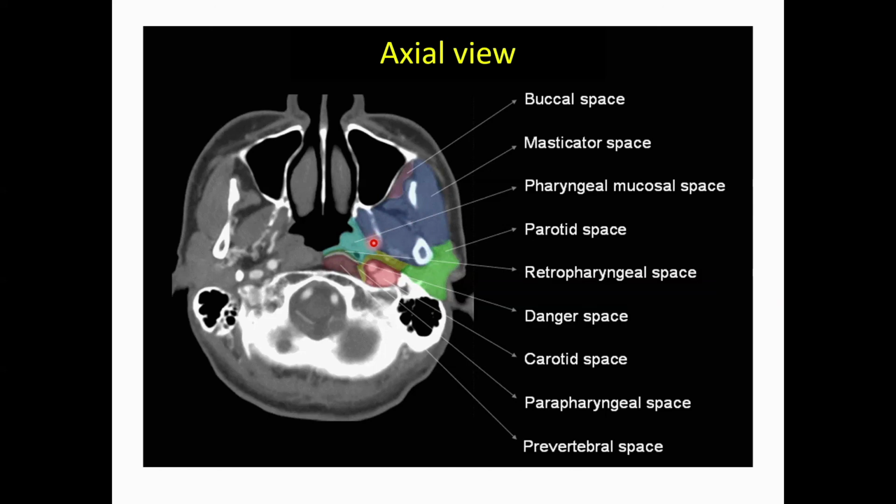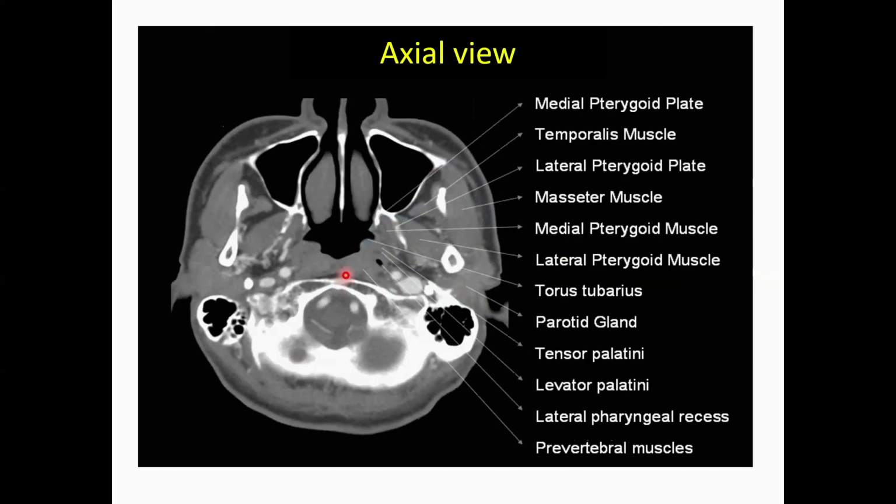Yes, sir. Okay. So why is the nodal staging and also the primary staging different for CA nasopharynx as compared to other head and neck squamous cell carcinomas? Yeah, that is because whenever you look into the staging of a P16 positive CA oropharynx or nasopharynx, we know that even if the patient is having multiple nodes on one side, the survival of that patient is very good.